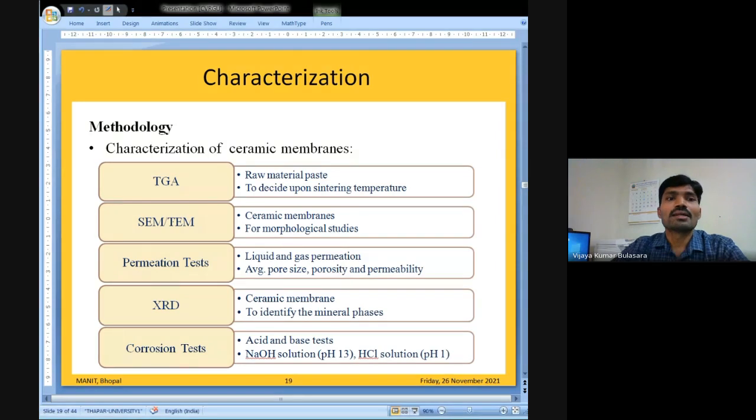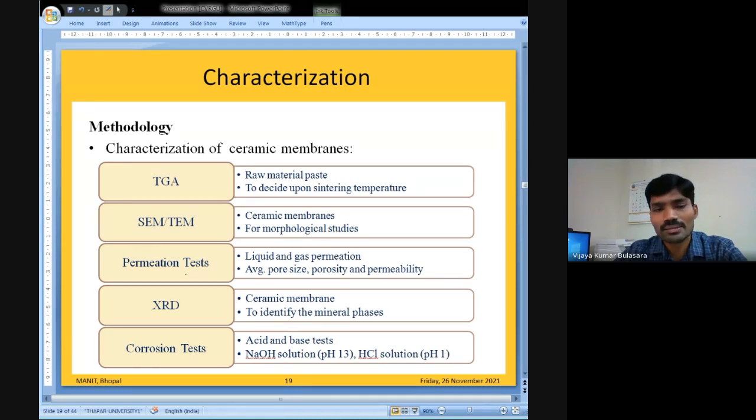Then the prepared membrane, that is the sintered membrane, is subjected to SEM to study the morphological characteristics, that is the surface homogeneity, and the pore size distribution and the shapes of the pores can be seen through these micrographs, SEM images.